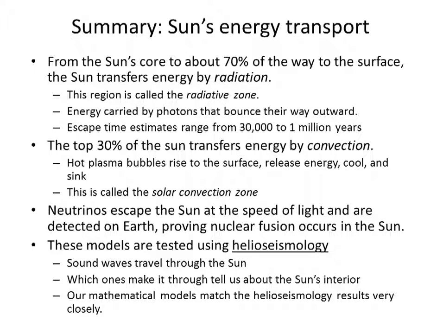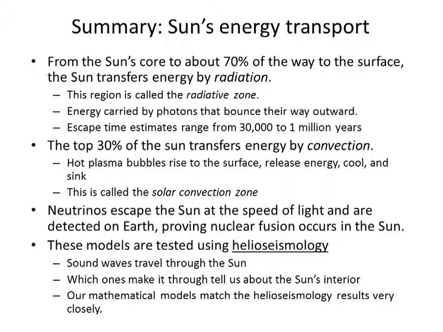We can test these models of the sun in at least two ways. In the first way, we know that fusion is going on at the center of the sun because of neutrinos. These neutrinos are escaping the sun at the speed of light. They don't see all the material in the sun, and we're detecting them here on the Earth in special neutrino telescopes. So this is proof that there is nuclear fusion going on in the center of the sun.